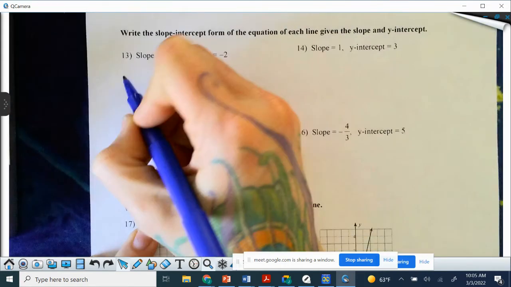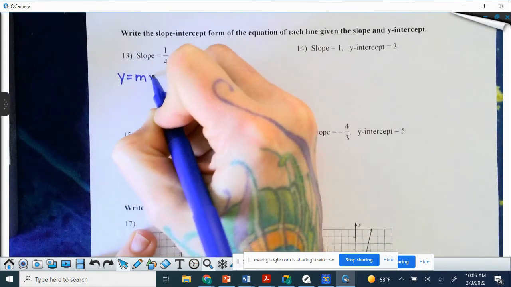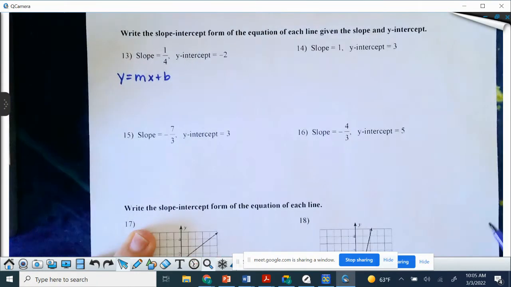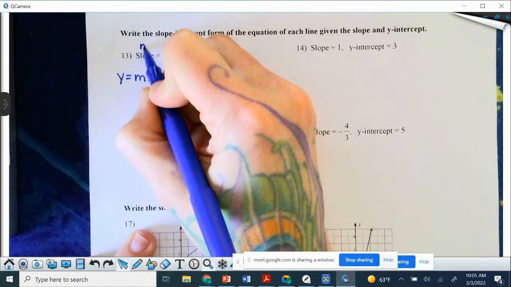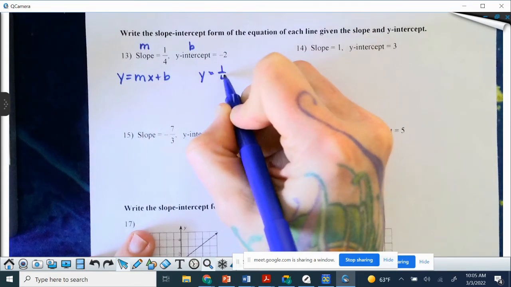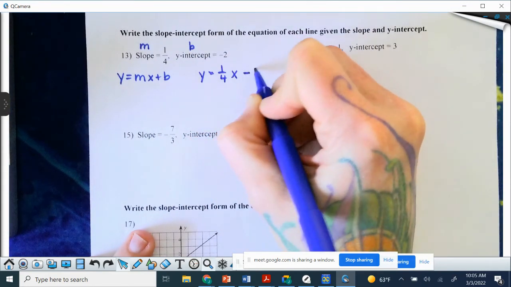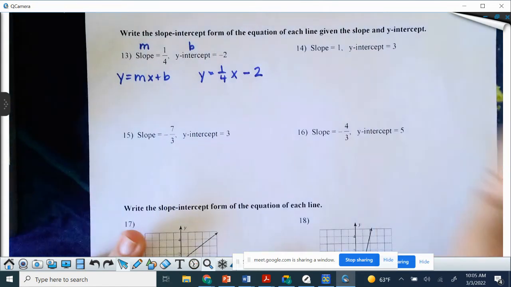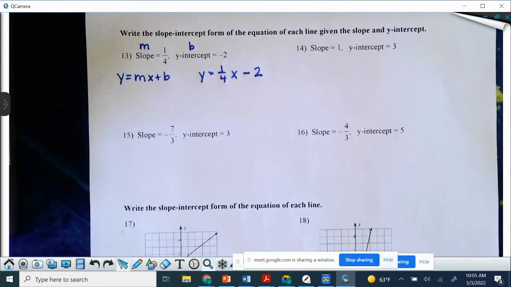So in this case, if we put it in slope-intercept form, y equals mx plus b, we know that slope is m, y-intercept is b. So this is going to be y equals 1/4 x minus 2. Because the y-intercept is a negative 2. If you put plus a negative, that's okay, but pay attention to the different formatting. If it was a multiple choice question, remember adding a negative is the same as subtracting.